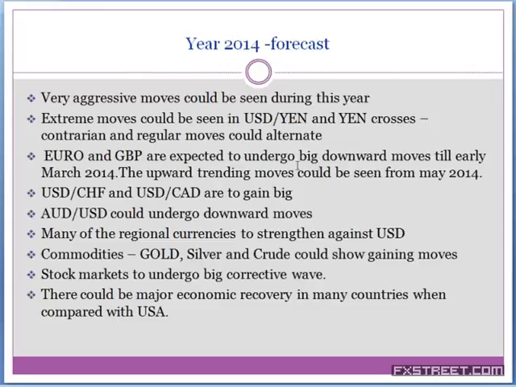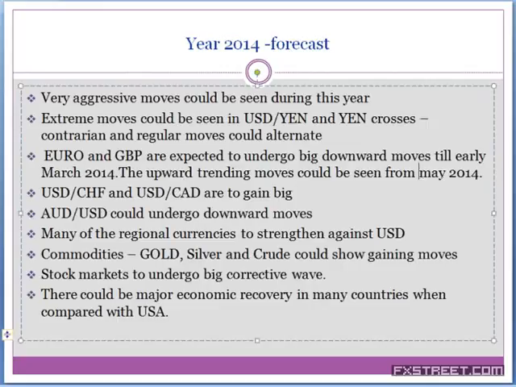Then Euro and GBP are expected to undergo big downward moves till early March 2014. Then the upward trending moves could be seen from the month of May 2014. So try to find the overall trend and accordingly you can trade. So now you can understand that I'm not all the time giving buy and sell calls in the case of Euro and GBP, because based on the forecast and what the algorithm says, I am just fine-tuning the trading strategies. That is all. Then USD CHF and USD CAD are to gain big during this particular time frame.